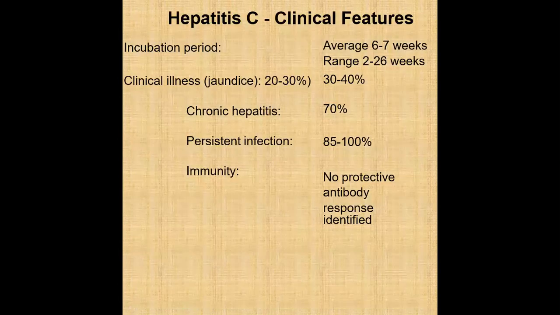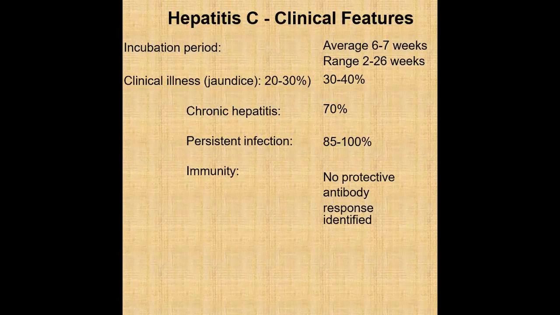Hepatitis C clinical features: the incubation period is initially near about 6 to 7 weeks, and it ranges near about 2 to 6 weeks as the optimum period where the virus growth is found. Then clinical illness with jaundice is near about 20 to 30%, which ranges near about 30 to 40%.